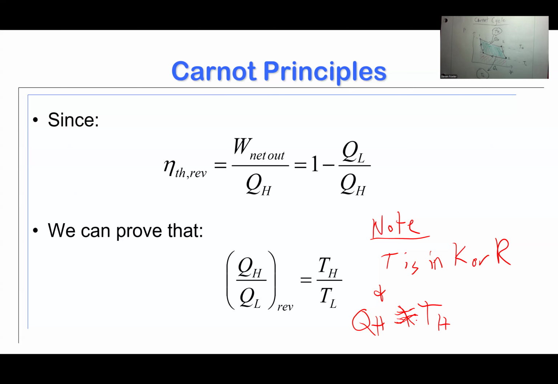Hopefully that's starting to sink in. Heat is not temperature. Heat is driven by temperature. One is energy, one is temperature. These are different dimensions, therefore they're different quantities. However, if the process is reversible, as in the case with the Carnot device, then the ratio of heat transfers is equal to the ratio of temperatures so long as those temperatures are in Rankine or Kelvin, and the same units top and bottom. They both have to be Rankine or they both have to be Kelvin.